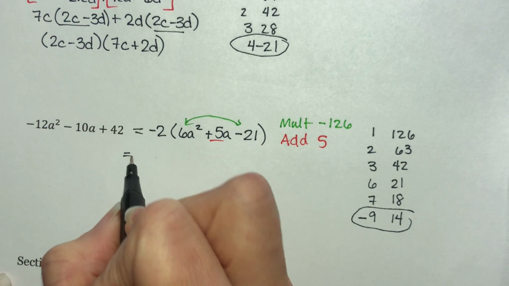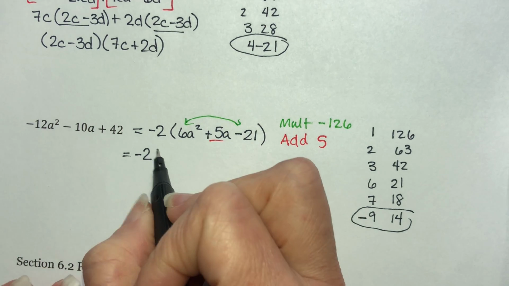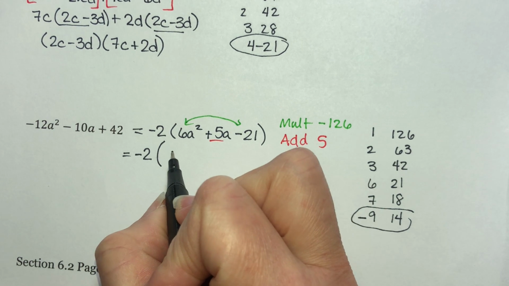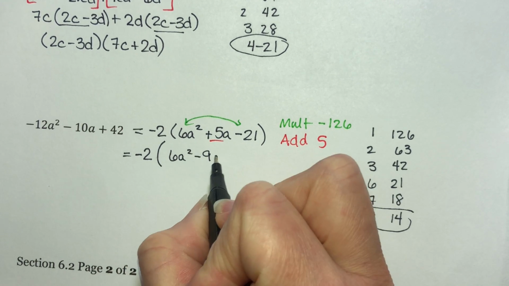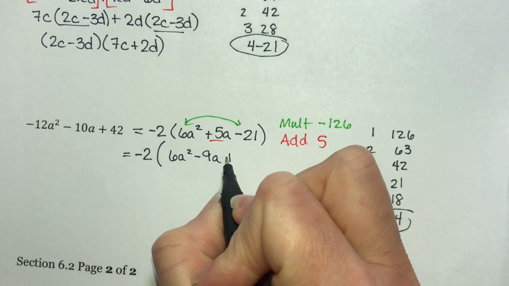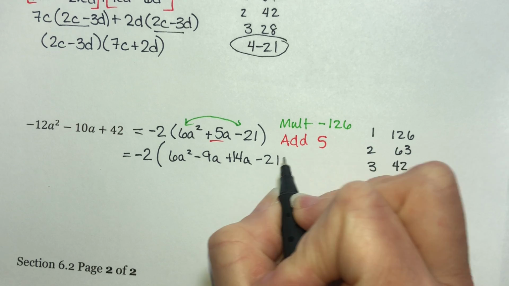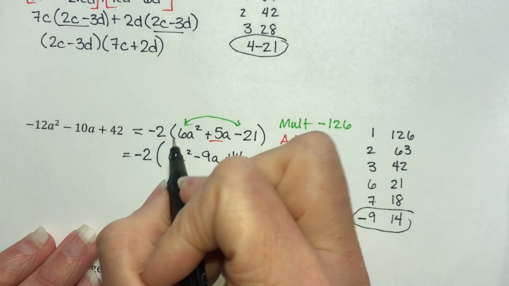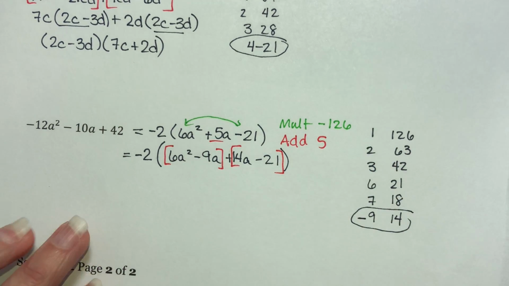Over here, don't forget to keep that negative 2. I'm going to have parentheses inside parentheses and brackets and everything here, so be really careful with this. I have 6a squared minus 9a plus 14a minus 21. Now I have the plus sign in the middle, so we're going to add our grouping symbols.